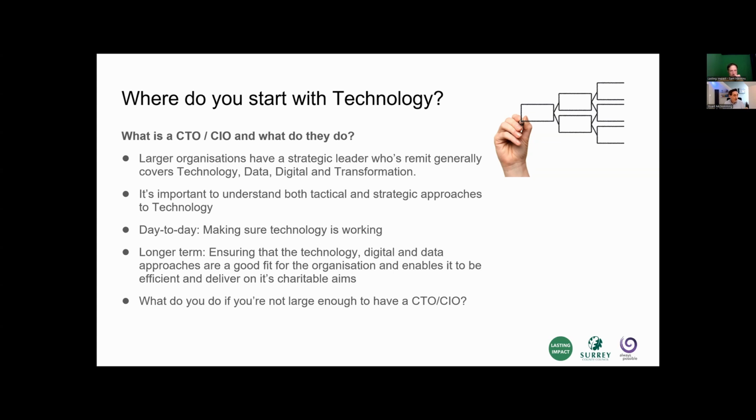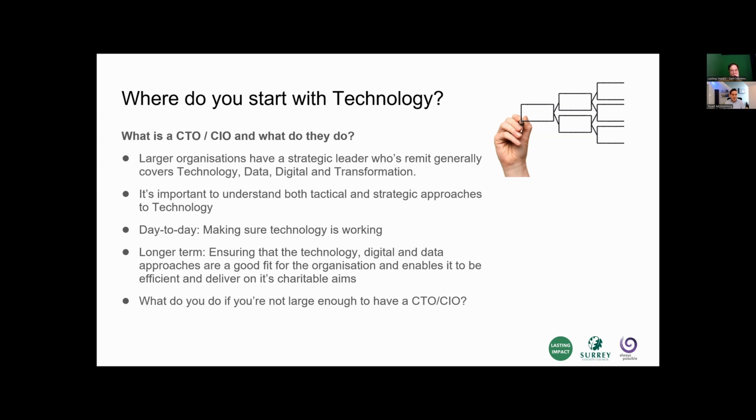It's also important to think a little bit about what they would focus on. Often when people think about IT, they jump straight to the tactical side of IT. They think about what they need on a day-to-day basis. How can I make sure that my technology is working? They think about laptops, logins, trying to make sure that the website's working day to day. They think about the very practical things.